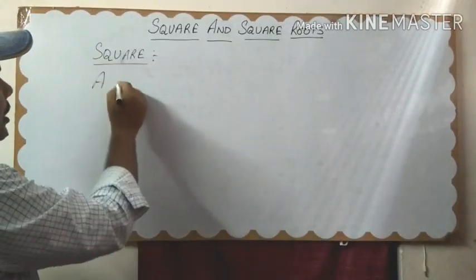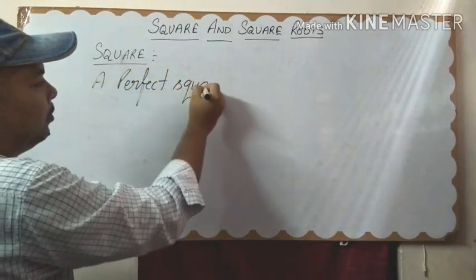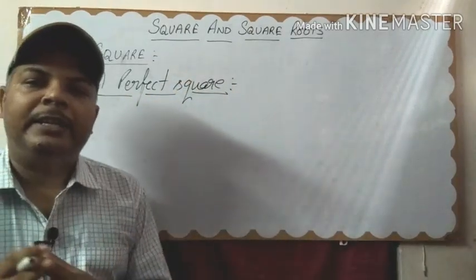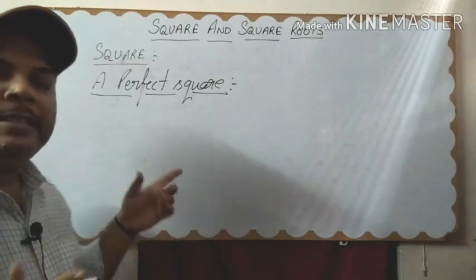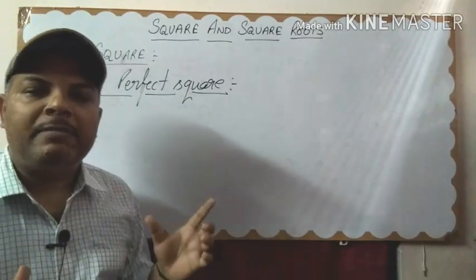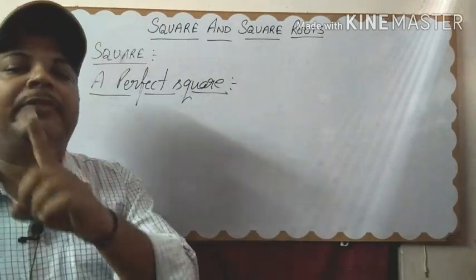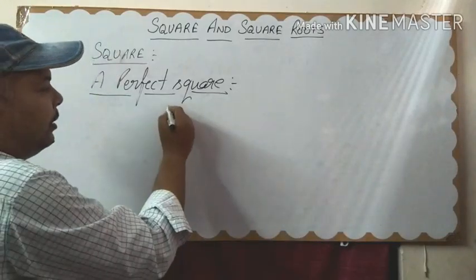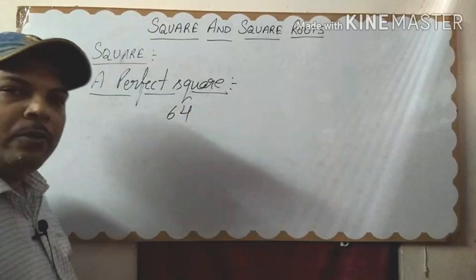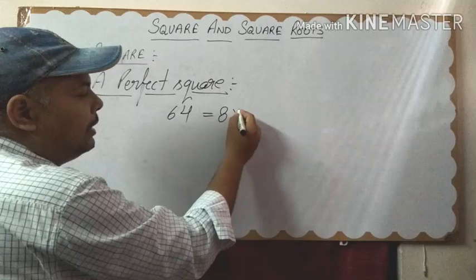What is the meaning of a perfect square? Suppose there is a number and that number is the square of any whole number. If the given number is the square of any whole number, then we say that the given number is a perfect square. Listen, suppose we have a number 64. We know that we can write 64 as 8 multiplied by 8.